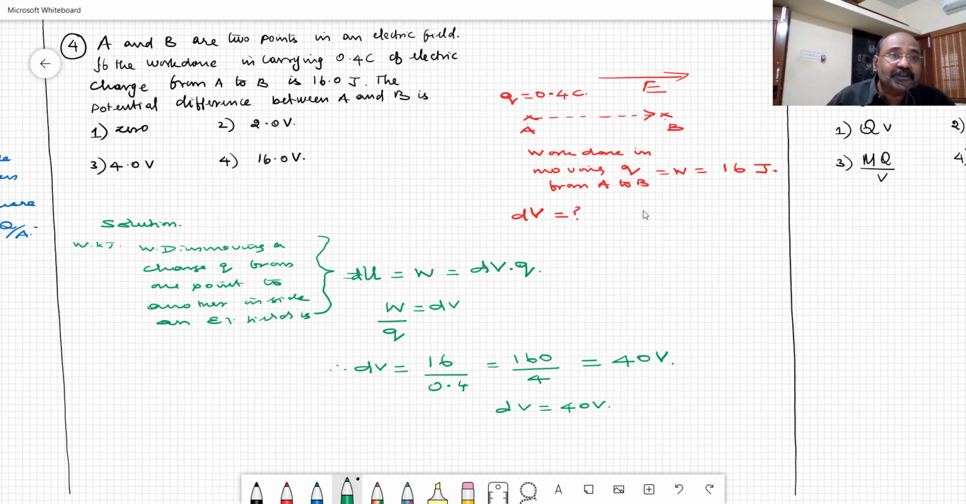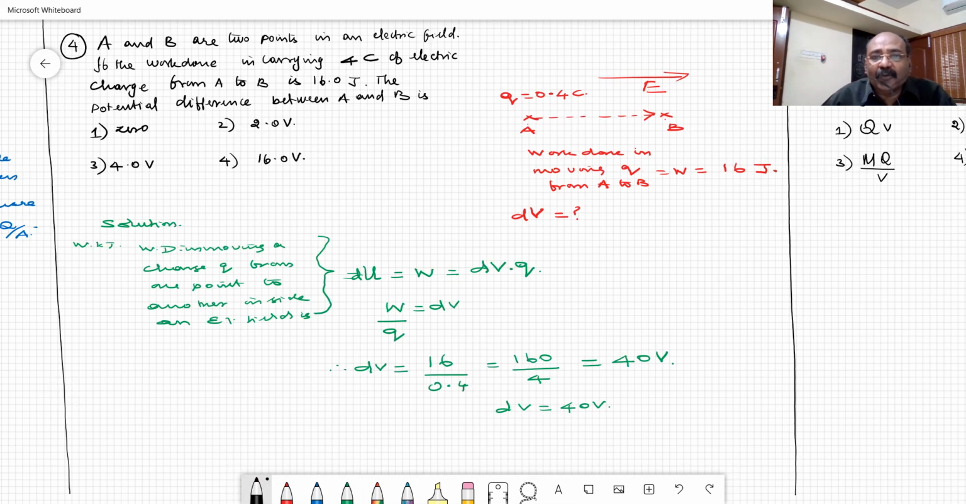When I go through the problem again, I find that the charge available is not 0.4 coulomb. The charge available is 4 coulomb. If it is 0.4 coulomb, the answer will be 40 volt. See, I have written the problem in a wrong way. The problem was given with 4 coulomb of charge instead of 0.4.